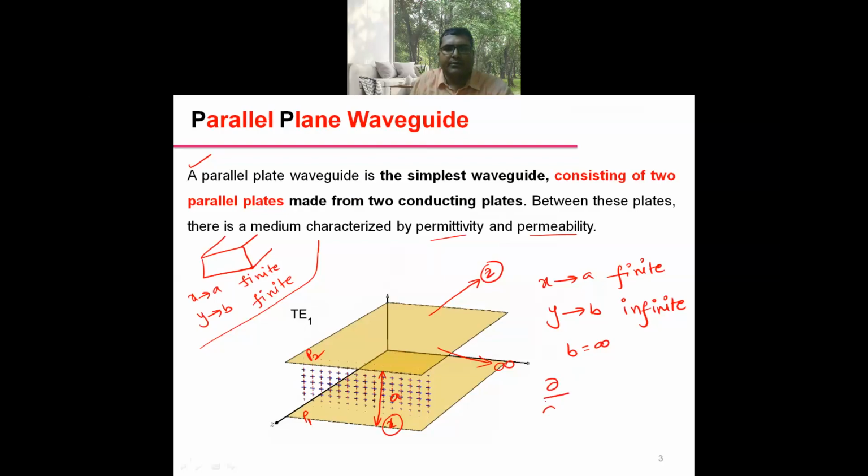The partial derivative with respect to y of the field components is equal to 0. These two modifications are to be done in the rectangular waveguide. By substituting b equal to infinity in the propagation characteristics of the rectangular waveguide, we get the propagation characteristics of the parallel plane waveguide. By substituting the partial derivative with respect to y of something equal to 0 in the field components of the rectangular waveguide, we get the field components for the parallel plane waveguide.